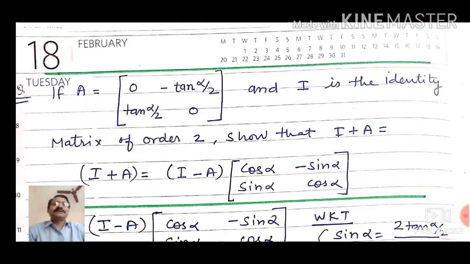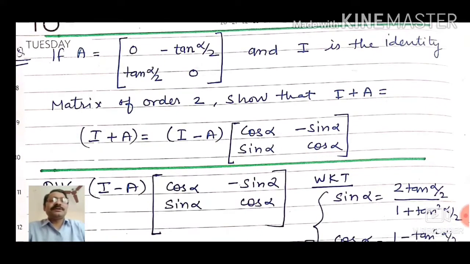This question is a very simple question. Look here, I plus A equals I minus A times the matrix. You have to prove it this way.